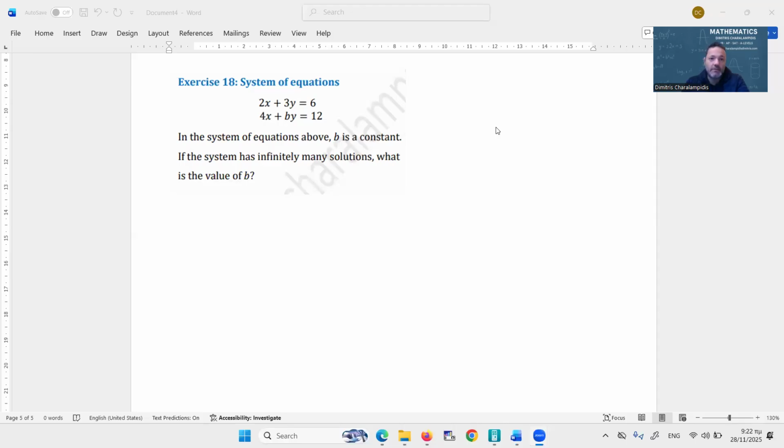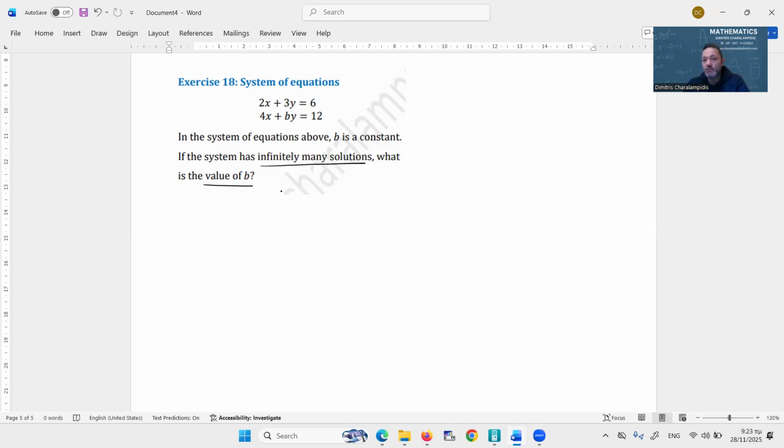Exercise 18. System of equations. 2x plus 3y equals 6, 4x plus by equals 12. If in the system of equations above, b is a constant, the system has infinitely many solutions. What is the value of b?